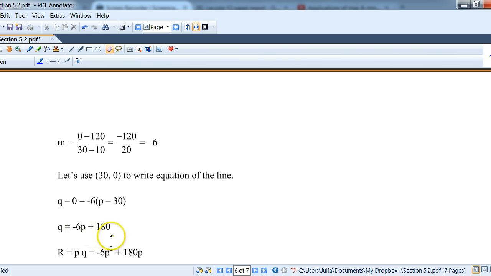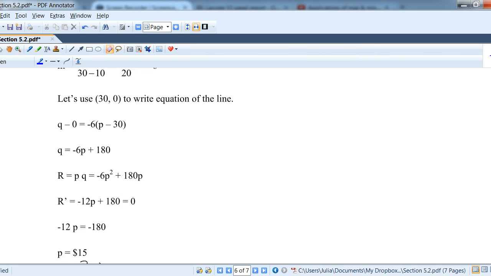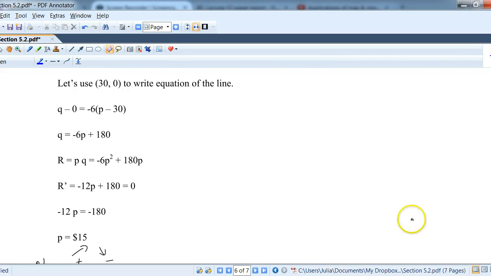So that's our demand function, which in turn we can use to build our revenue, which is price times quantity. Substitute this Q equation inside and distribute the P. So we get negative 6P squared plus 180P. Once again, note that this is an upside down quadratic. It would have a maximum. So that's how you can do this. In fact, again, very applicable for any business situation.